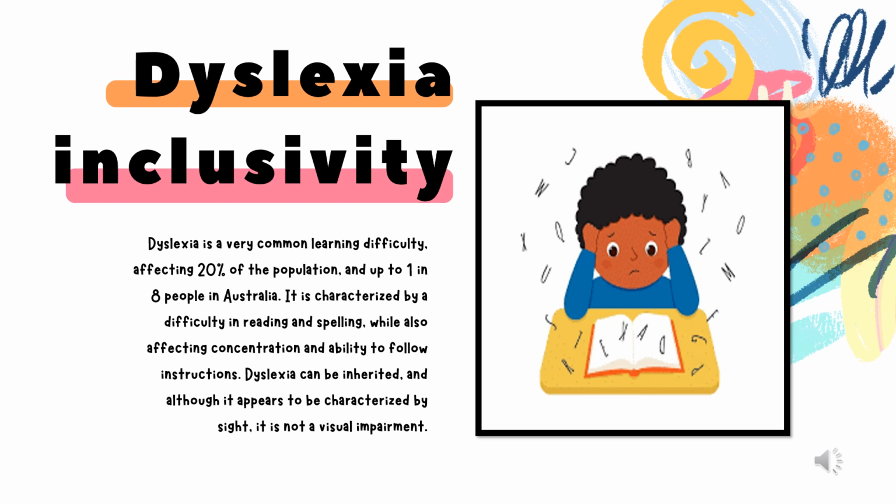Dyslexia inclusivity. Dyslexia is a very common learning difficulty affecting 20% of the population and up to 1 in 8 people in Australia. It is characterized by difficulty in reading and spelling, while also affecting concentration and ability to follow instructions. Dyslexia can be inherited, and although it appears to be characterized by sight, it is not a visual impairment.